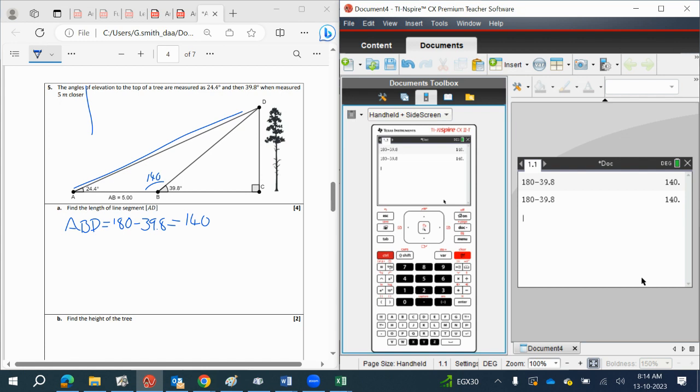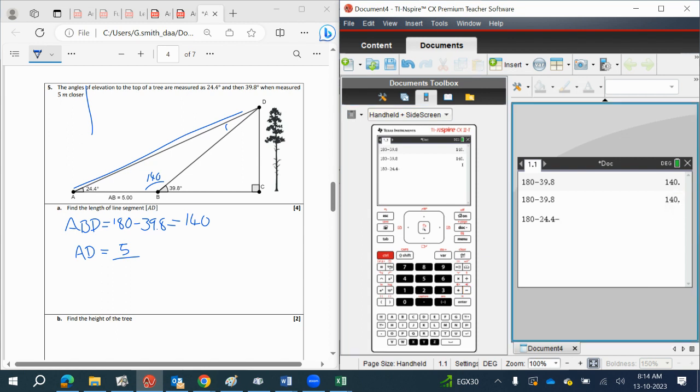So we're after this length AD. So AD is going to be equal to 5. So if we want this one, and using the sine rule, we're going to need the angle up there. So I can find that one. You don't need to show all of these type of calculations. So I need at this point to type in 24.4. But then I need to subtract this angle.